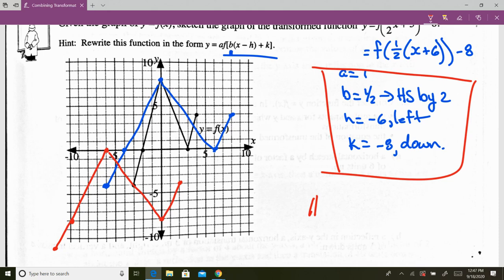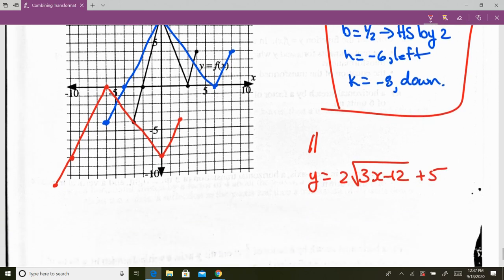Yes. Yeah. So if I gave you something like y is equal to 2 root 3x minus 12 plus 5. If I gave you that, and I said we started with root x, okay? So I want to know a, b, h, and k. What's the first thing you're going to do? You're going to factor out a 3 from the inside here. So you're going to rewrite it as 2 root 3 times x minus 4, plus 5. And now you know A, B, H.